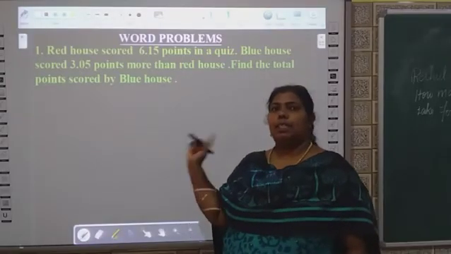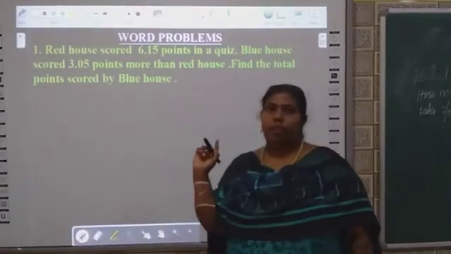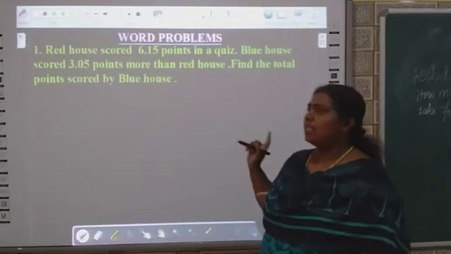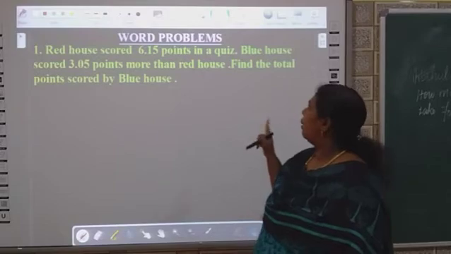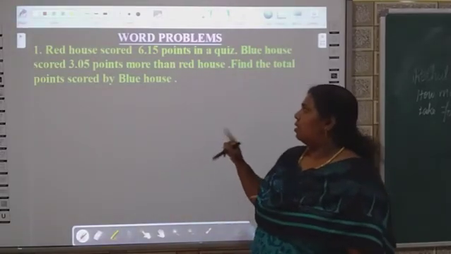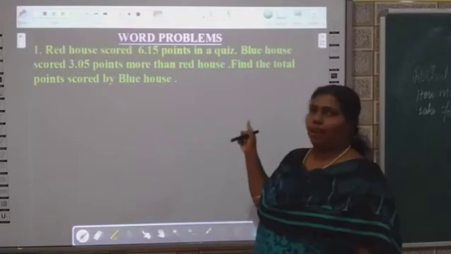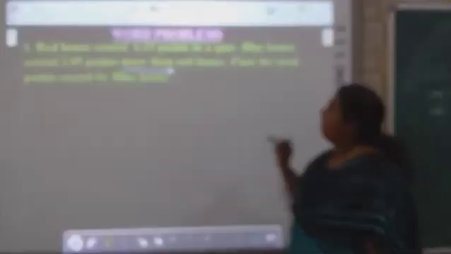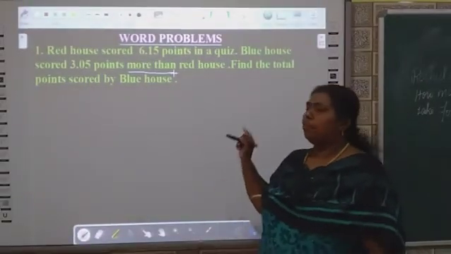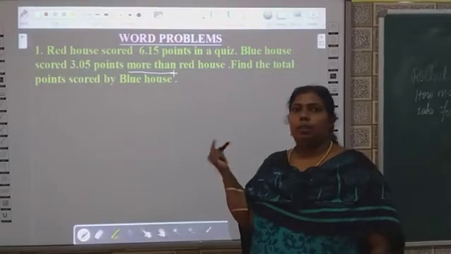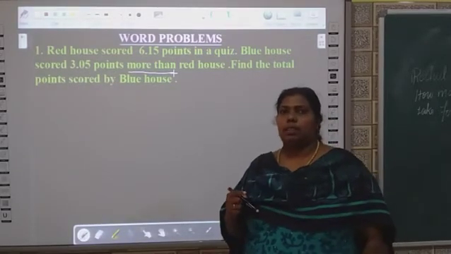Now we are going to discuss about word problems. Okay, story sums. See the first example. Red House scored 6.15 points in a quiz. Blue House scored 3.05 points more than Red House. Okay, more than Red House. Find the total points scored by Blue House. What operation we have to use? Here we are going to use addition or subtraction.